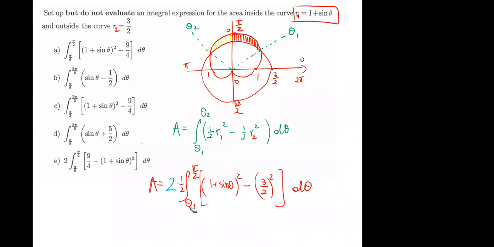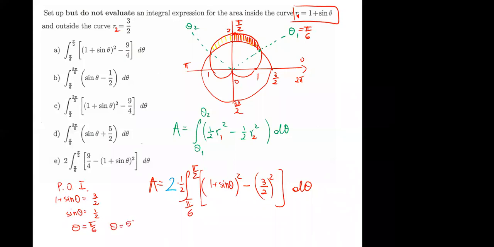Now I only need this, that means the point of intersection. 1 plus sine theta must be 3/2. Sine theta is 1/2. Sine for pi over 6 is 1/2. That means this is pi over 6, and this will be 5 pi over 6. But we do not need this. Not 5 pi over 6, only pi over 6.